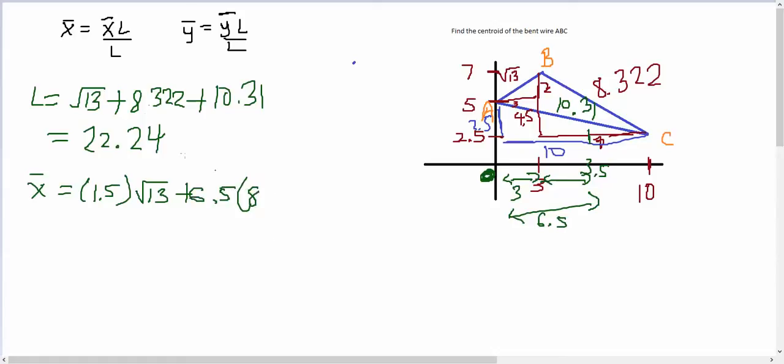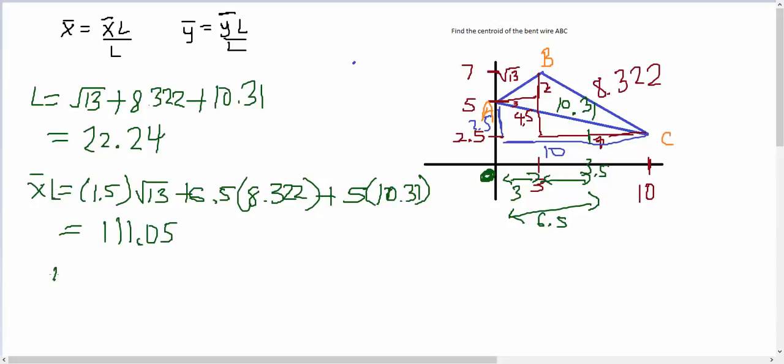and multiply by the length again, plus this is just 10 divided by 2, so 5 multiplied by 10.31. So calculating that, we have 111.05, and this is x bar L, sorry.